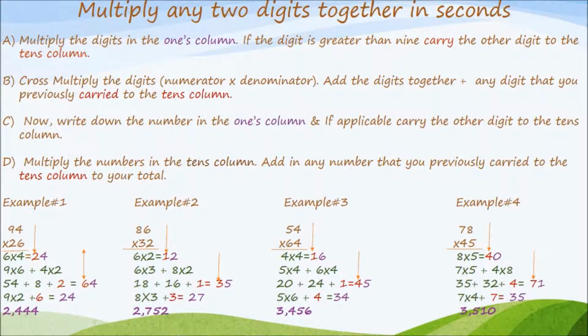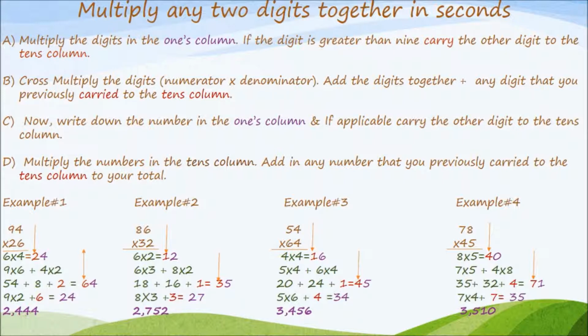Here's today's math tip. Find out how to multiply any two digits together within seconds. First, you're going to multiply the digits in the ones column. If the digit is greater than 9, you're going to carry the other digit to the tens column.